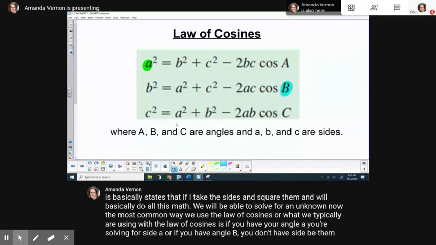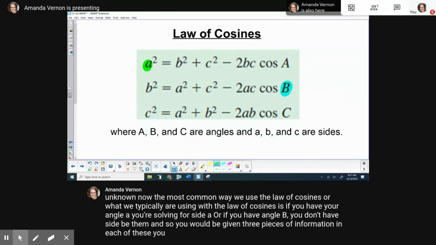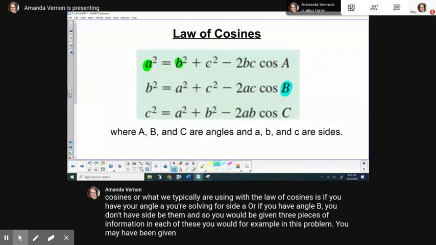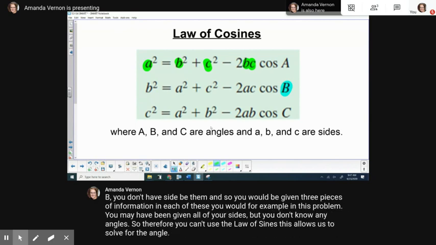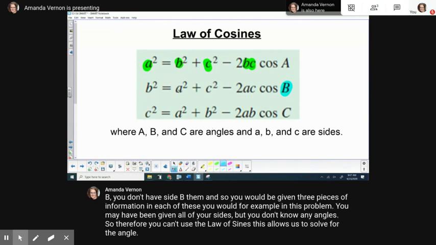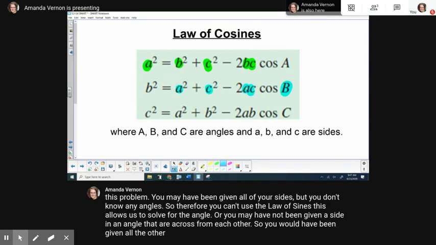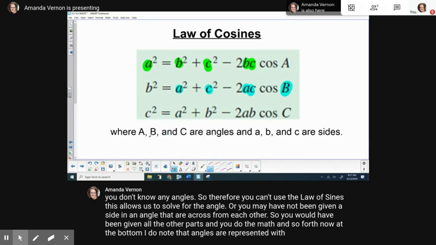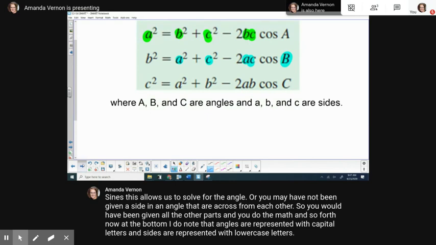And so you would be given 3 pieces of information in each of these. You may have been given all of your sides, but you don't know any angles. So therefore, you can't use the law of sines. This allows us to solve for the angle. Or you may have not been given a side and an angle that are across from each other. So you would have been given all the other parts and you do the math and solve for it. Now at the bottom, I do note that angles are represented with capital letters and sides are represented with lowercase letters. Let's go ahead and give it a try.